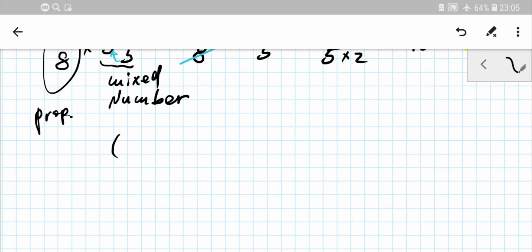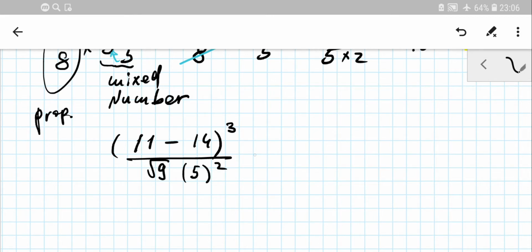So for example, let's say you have, let's take 11 minus 14 cubed, over the square root of 9. So you might have square roots here also, and let's say times 5 squared. Okay, so you need to again evaluate without a calculator. So you have 11 minus 14 cubed over.